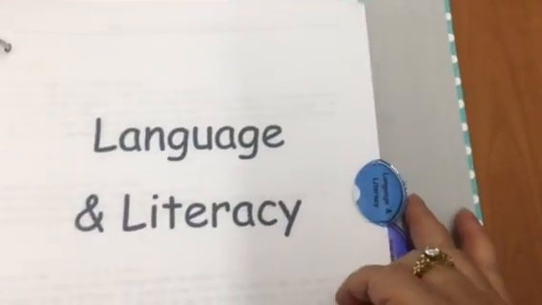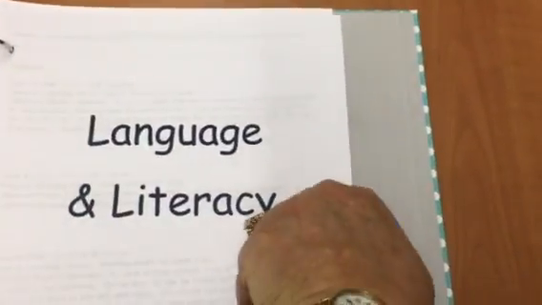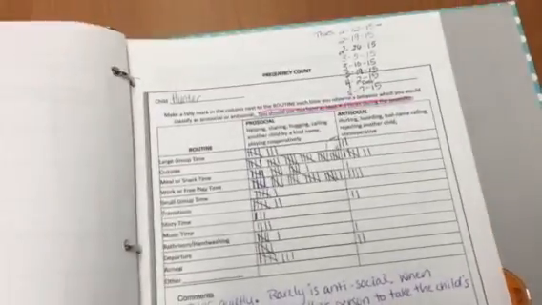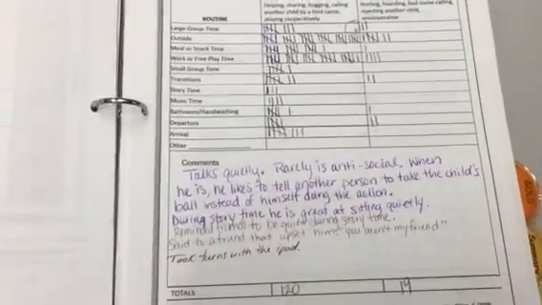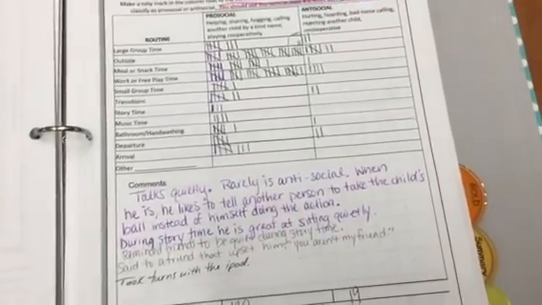Then there's the language and literacy area, and she has the methods that are required for this. And in the social emotional area, this is where we have the frequency count. She did a great job keeping track of how many pro-social and antisocial behaviors this child indicated, plus some notes.